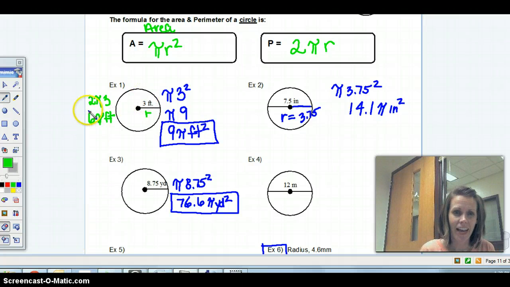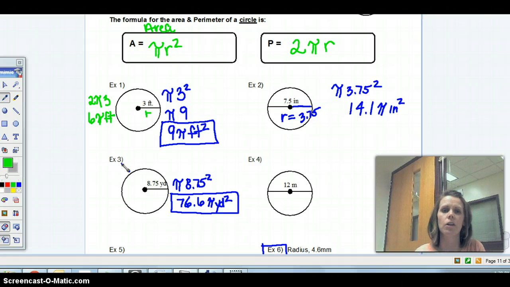Okay, so we did area and perimeter. Now you guys are all up to speed on every shape that you're going to need to find the area and perimeter of. All right?